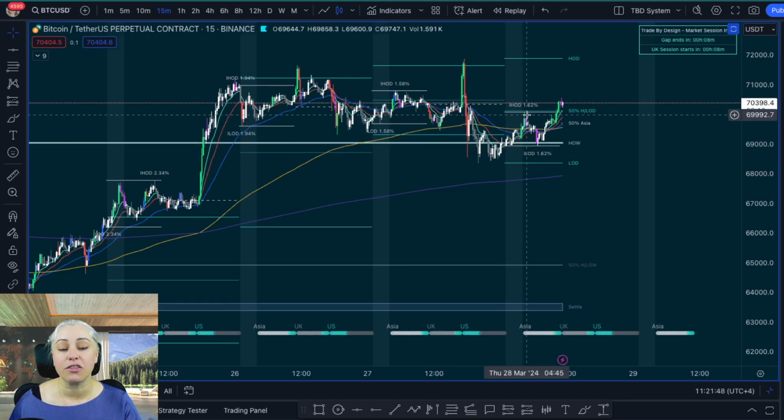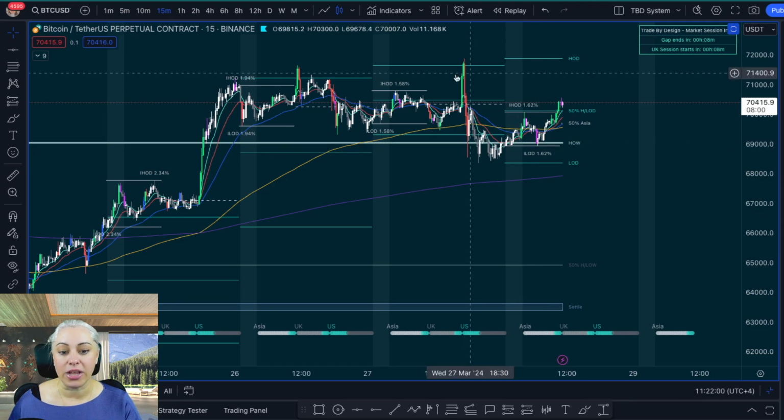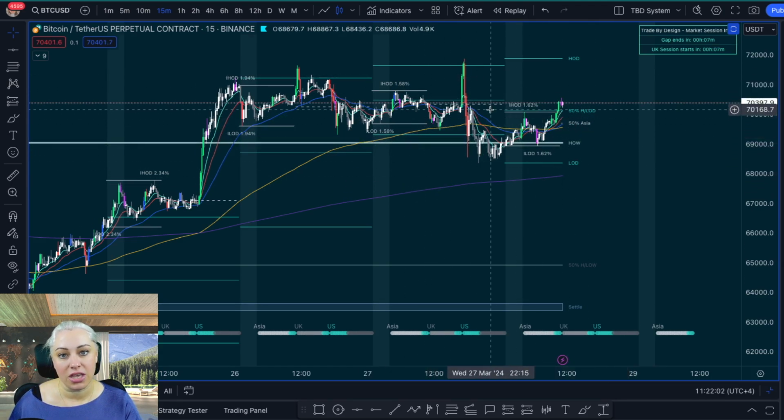We've actually successfully come back above the high of the week, and we retested it again right here. So in this, you can see how significant that level is.